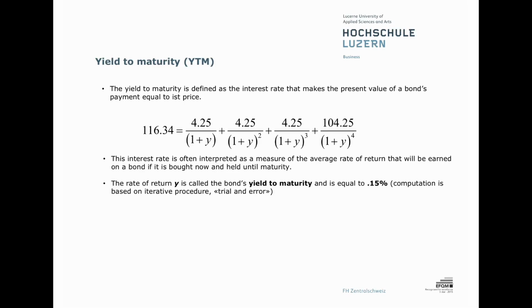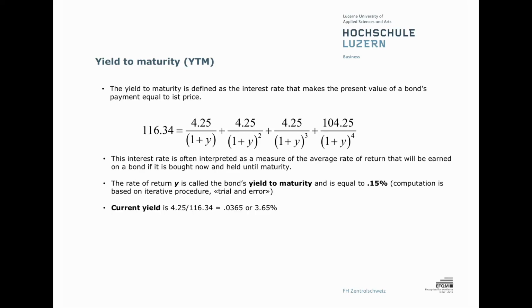Using the same example as before and denoting the yield to maturity as y, we have to solve the present value formula for y. This is basically one equation in one unknown, and at first sight seems not to be too hard to solve. However, it turns out that you can't solve this equation by pen and paper, and you need an iterative procedure to obtain the yield to maturity. Doing so implies a yield to maturity of 0.15%.